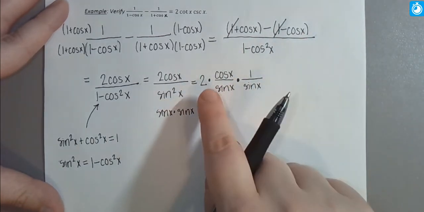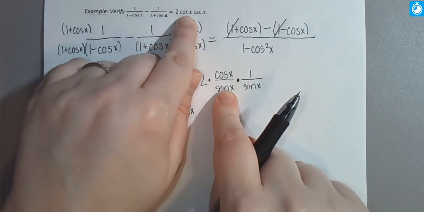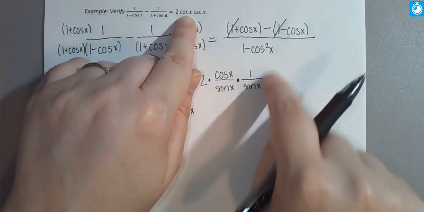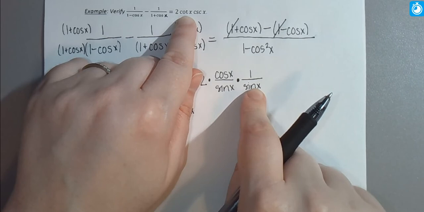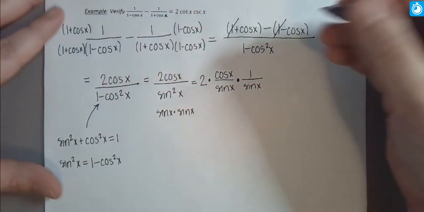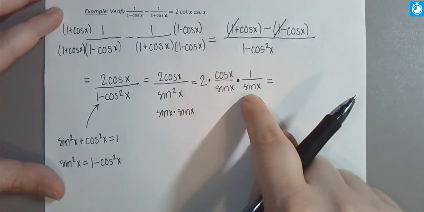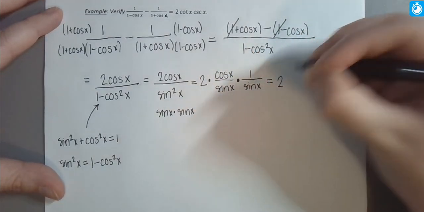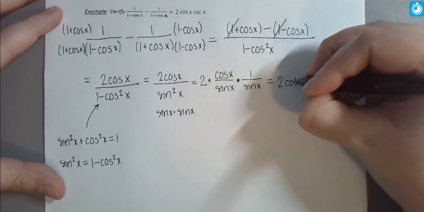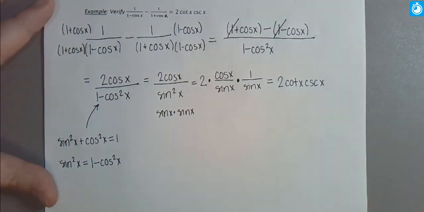And look where that takes us. We have a 2. Cosine over sine is the same thing as cotangent. And the leftover that we maybe weren't sure about, well, 1 over sine is also equivalent to cosecant. And so based on the quotient and reciprocal identities, we have 2 times the cotangent of x times the cosecant of x. And that verifies our identity.